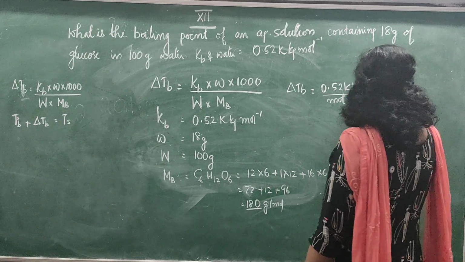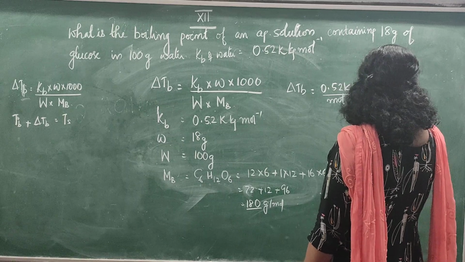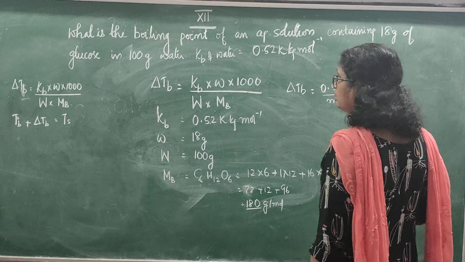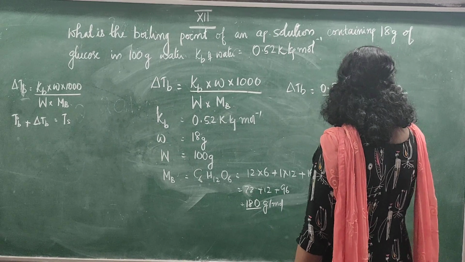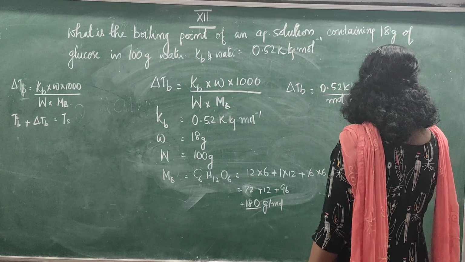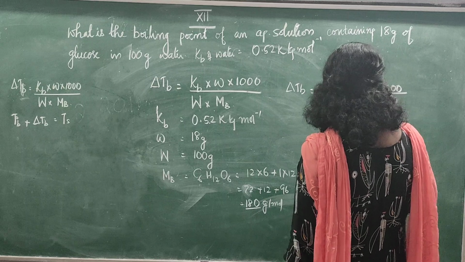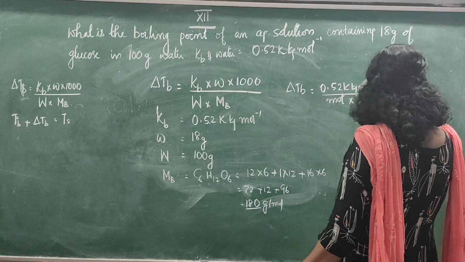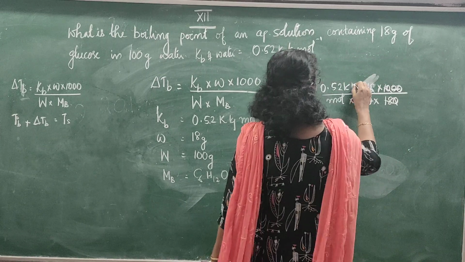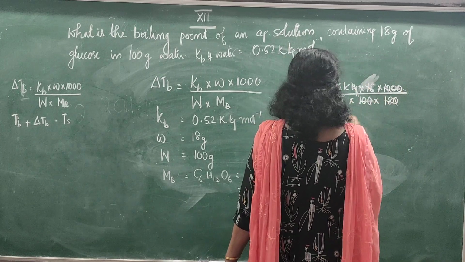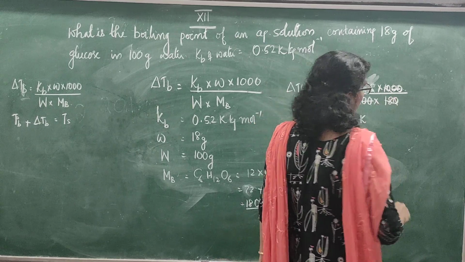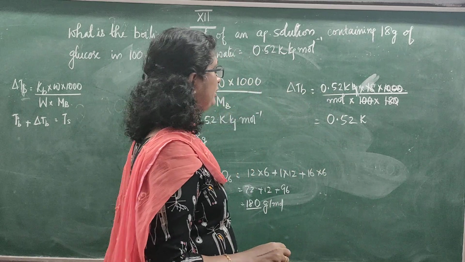Then what is small w? Small w is 18 into 1000, divided by capital W, which is 100, into Mb, which is 180. Okay. Now, so what is it? In this 0.52 Kelvin kilogram, the gram and kilogram will cancel. So it is 0.52 Kelvin per mole. For 1 mole it is 0.52 Kelvin.